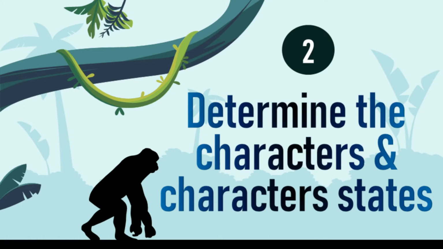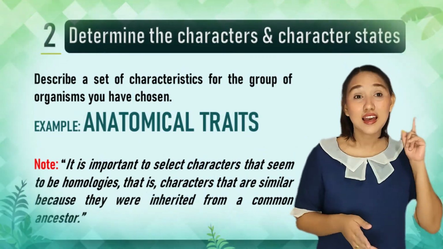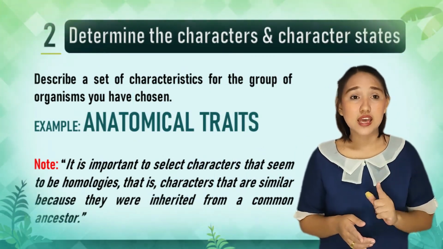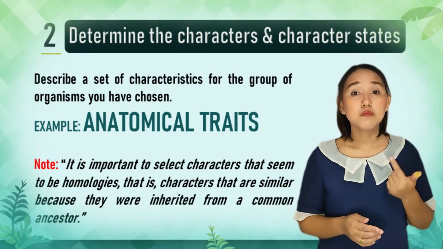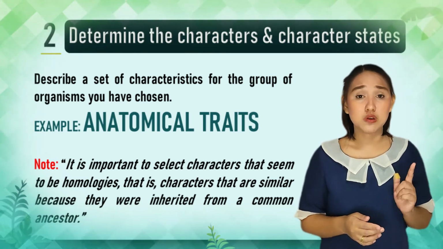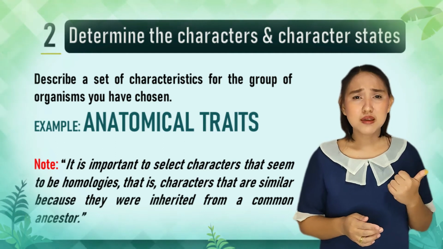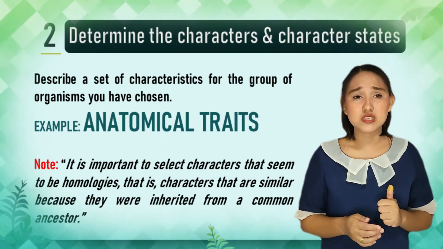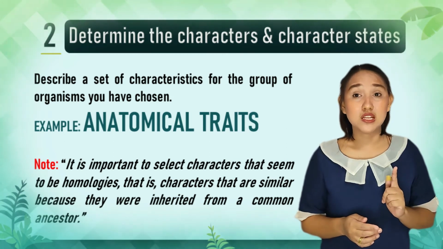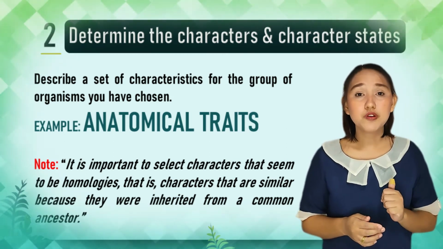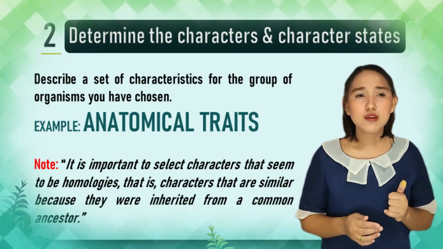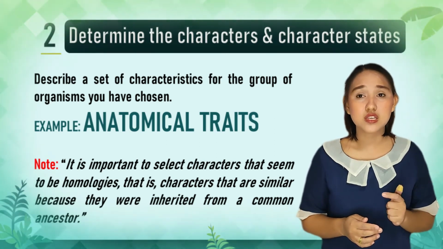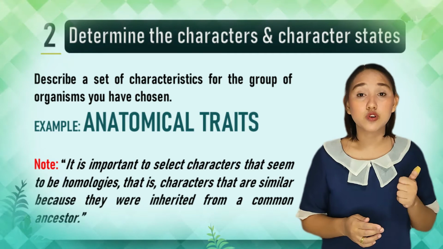Step 2. Determine the characters and characteristics. At this step, you would be describing a set of characteristics for the group of organisms you have chosen. For example, you might select a suite of anatomical traits as your characters. If we were examining insects, these characteristics might be the number of segments in antennae or the presence of an upper vein on the wing. You would next examine your organisms and describe each of the characteristics or character states in a suite of anatomical traits for each taxon.